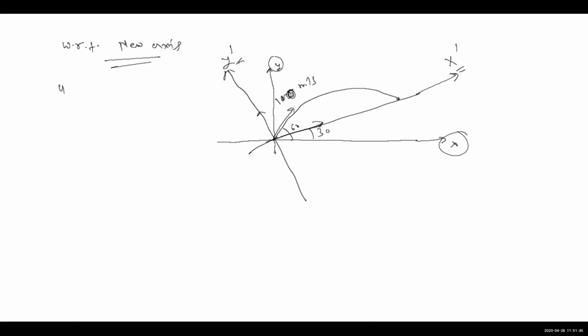What's the formula? For this, Ux is equal to U cos 60 minus 30, that is 30, because this angle is 30, which is 50 root 3. So our new Ux dash becomes 50 root 3. Uy dash becomes U sin 30, which will be 15.